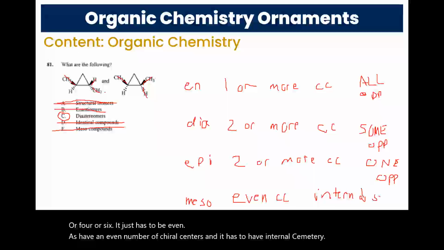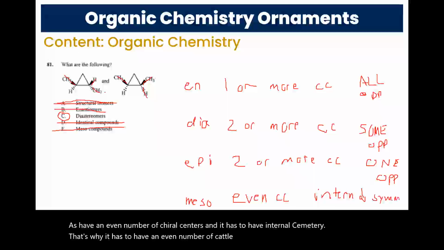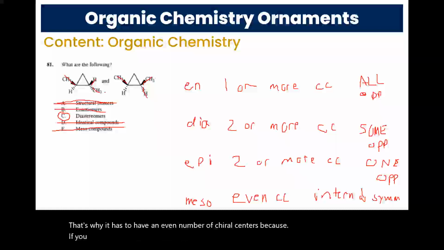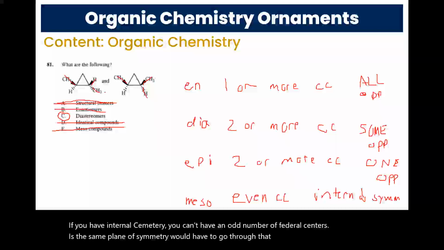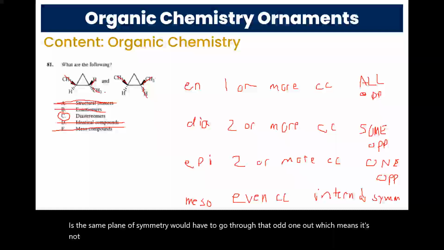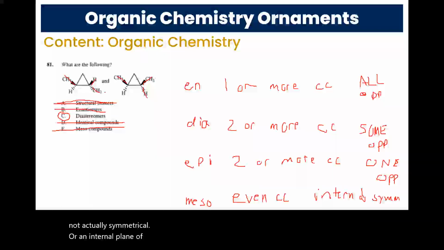That's why it has to have an even number of chiral centers, because if you have internal symmetry, you can't have an odd number of chiral centers, because the plane of symmetry would have to go through that odd one out, which means it's not actually symmetrical. Or an internal plane of symmetry, which is what I think I'm getting out from the chat there.